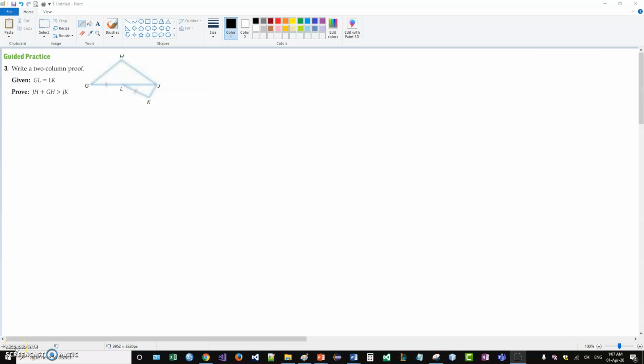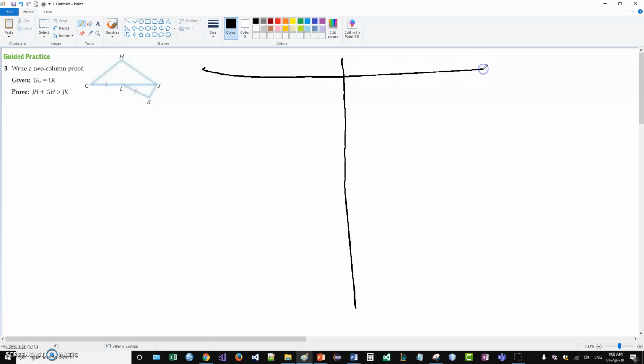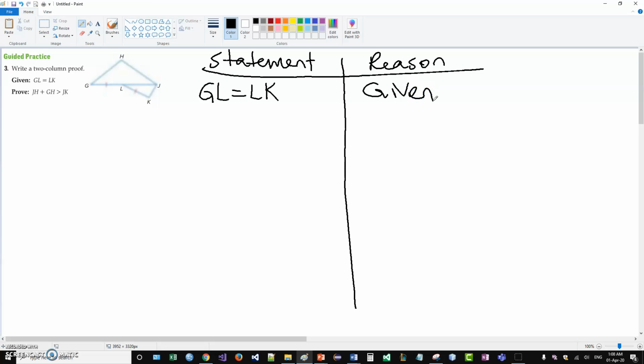So we want to write a two-column proof given that GL equals LK. Prove that JH plus GH is greater than JK. Let's start. With a two-column proof, we have to create a table with a statement on the left side and reason on the right side. And we always start with the given, which is GL equals LK, and this is given.